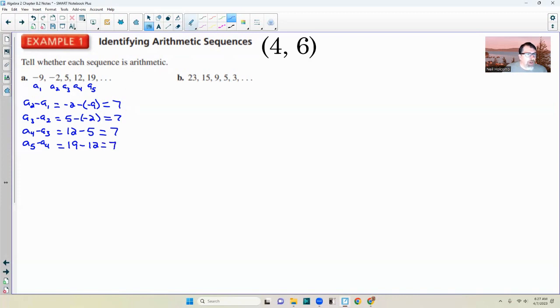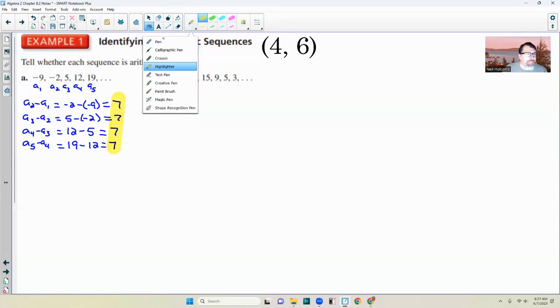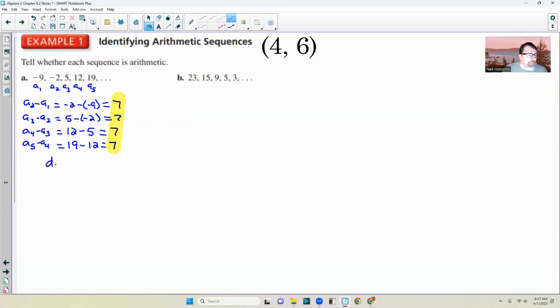When all of these are the same, okay, that is our common difference d. So I just confirmed that d equals 7. Each difference is 7, so this sequence is arithmetic. Okay, and it's that simple.